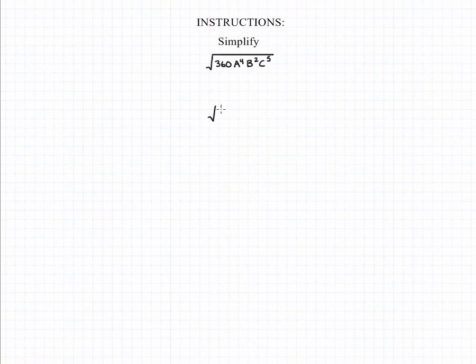In order to simplify the square root of 360 a to the fourth b squared c to the fifth, we need to take a look at the radicand, which is our 360 a to the fourth b squared c to the fifth, and we need to look at our root, which is a square root. We need to take each of the pieces of our radicand and factor them out.